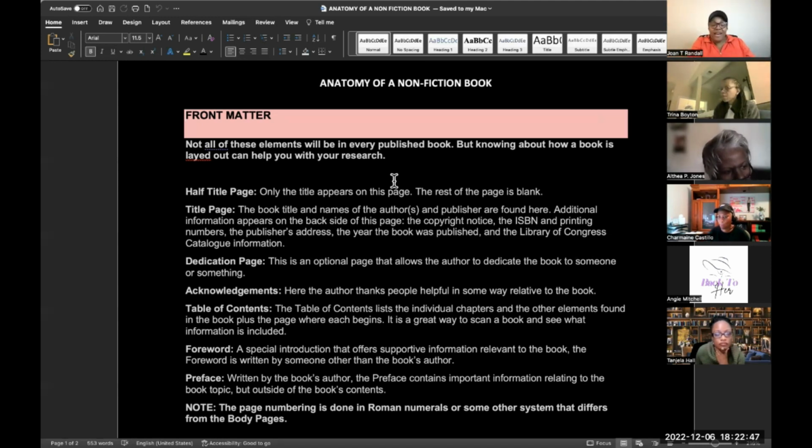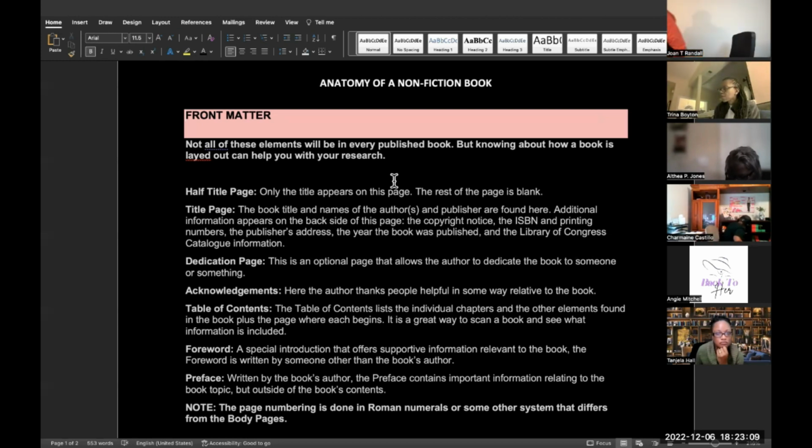So half title page, what is that? Some books, when you open it, right, the very first page you see only has the title, nothing else, just the big bold title. So Bags in the Attic. Do I have a copy of my book? Do I? Hang on a second. Let me grab a copy of my book. I think I do.